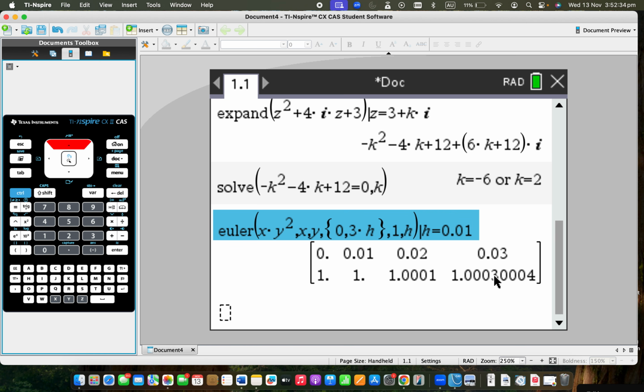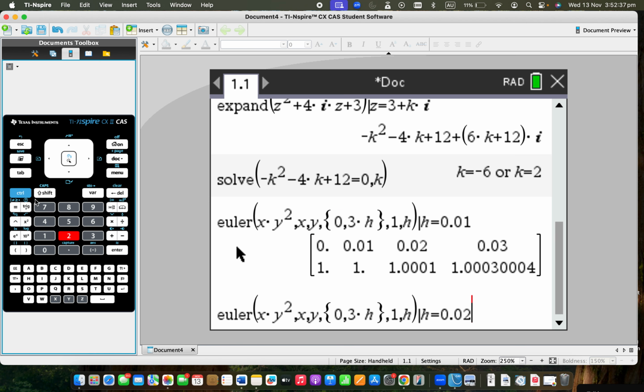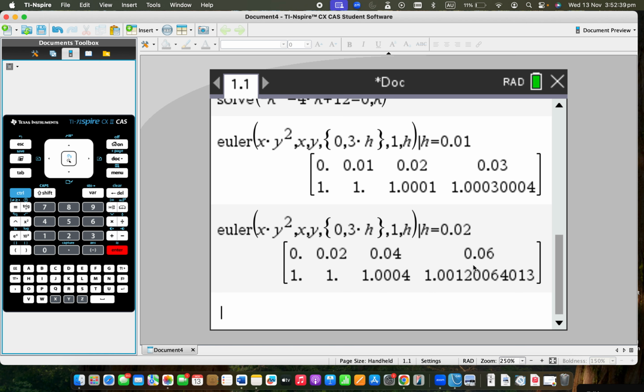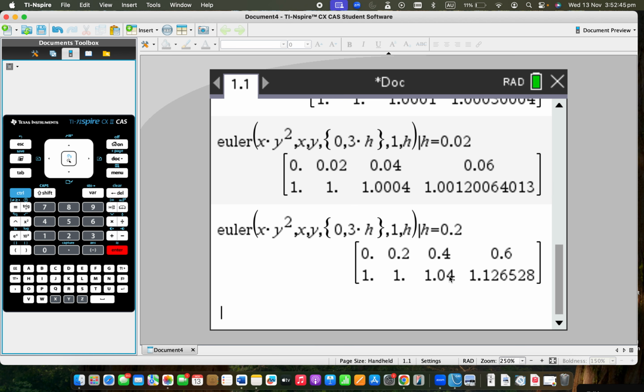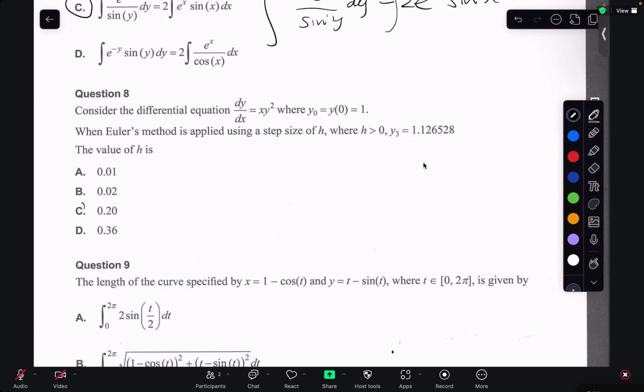That's not the y value that we got. What about the next one? That's not the y value that we got. What about 0.20? 1.12658. Yes, that is what we got. So C will be the answer.